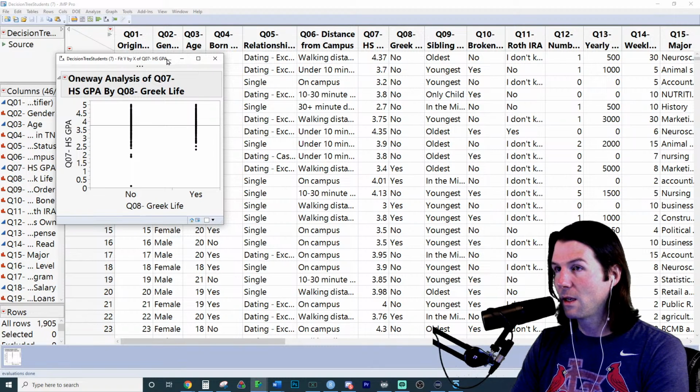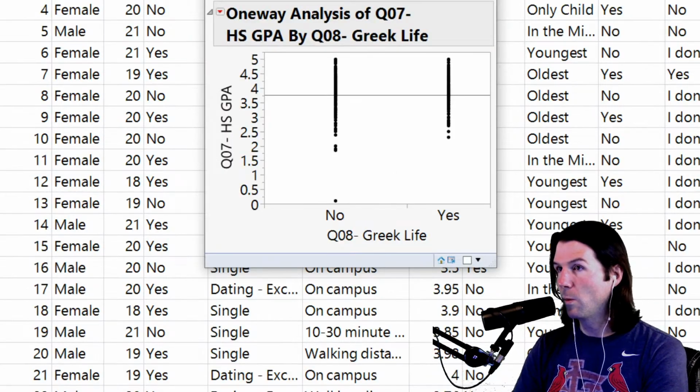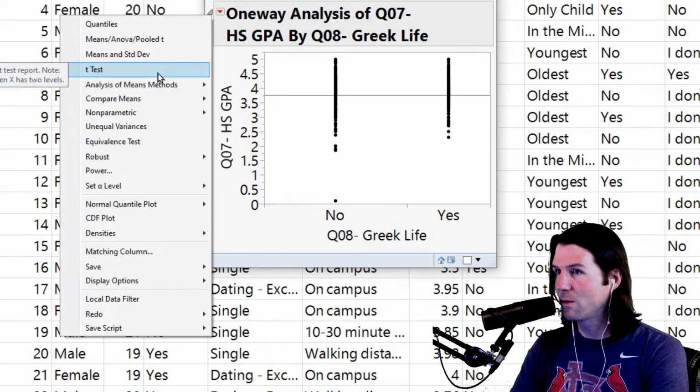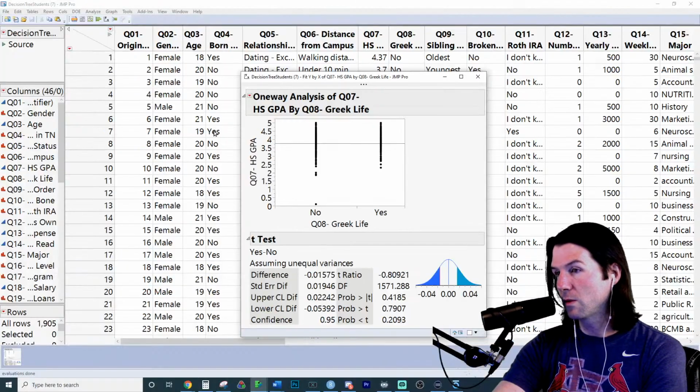Let me make this big. We're going to go here to the red arrow. And thank you so much. Good to see you here, Reagan and Caroline, everybody. We'll go here to t-test. Okay, so let's look at the results.